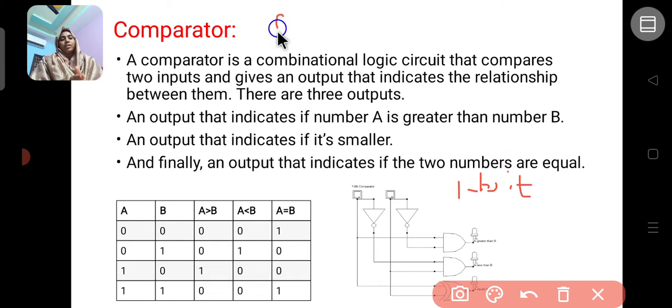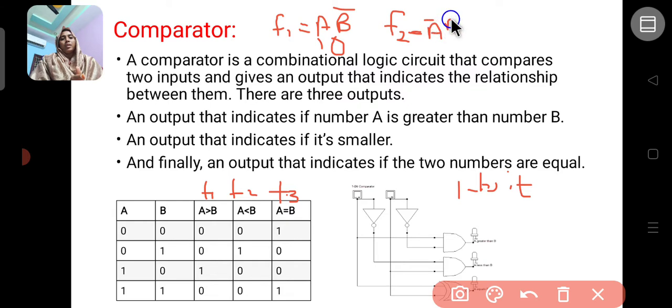So what is F1? F1 equal to A greater than B. This is F1, this is F2 and this is F3. Right? So F1 equal to A B bar, where the A value is 1 and the B value is 0. The next output is F2, where A is less than B, so A bar B. The A value is 0, B value is 1.